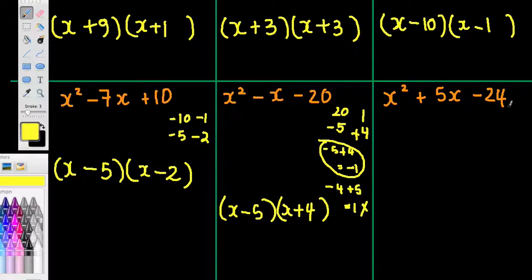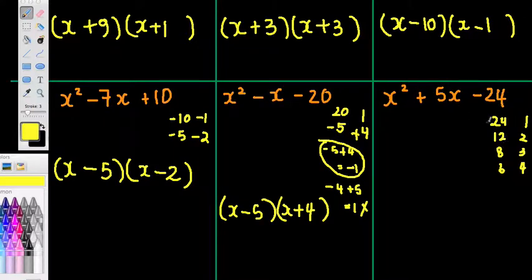Okay, so this one here, we've got -24, +5. So two numbers that multiply together to give me the -24. Now, 24 does have quite a few factors, doesn't it? So we've got 24 and 1, obviously. We've also got 12 and 2. We have 8 and 3. And we have 6 and 4. So lots of options here.